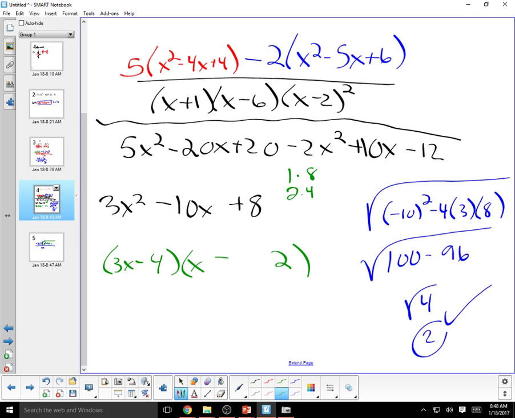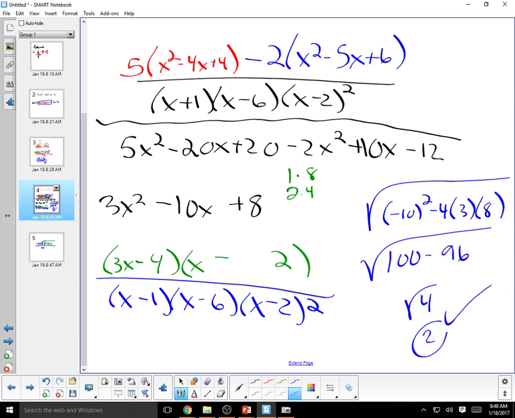Now, introducing my denominator, which was this right here: x minus 1, x minus 6, x minus 2, quantity squared. Guess what happens? You do some weird things. Simplify that really long one. This x minus 2 will take out one of those, leaving it just like that. You see it? And that's it.